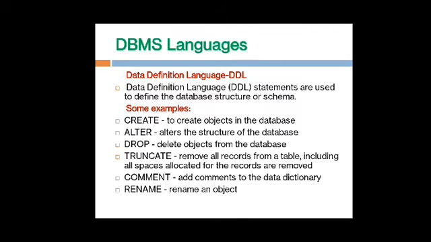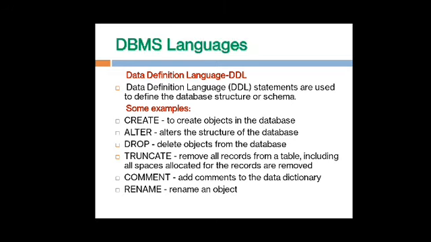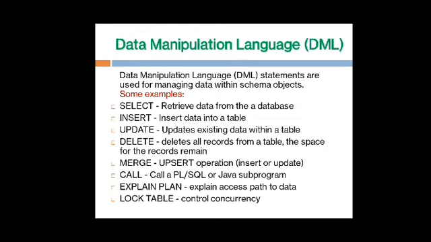Now, DBMS languages. The data definition language statements are used to define the database structure or schema. Some examples: create, alter, drop, truncate, comment, and rename. So these are some examples of data definition language. Data manipulation language basically consists of managing data within schema objects: select, insert, update, delete, merge, call, explain, and lock table.